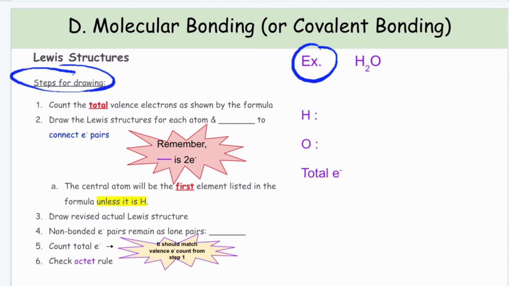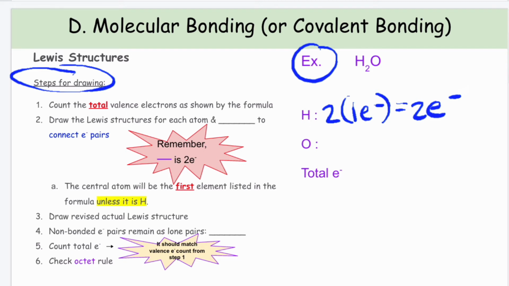Now the formula is H2O, so we need to count the total valence electrons for the whole formula. Well, we see that in H2O there are 2 hydrogens, and each hydrogen is in group 1 on the periodic table, so each hydrogen has 1 valence electron. Okay, 2 times 1 gives us a total number of valence electrons for hydrogen of 2.